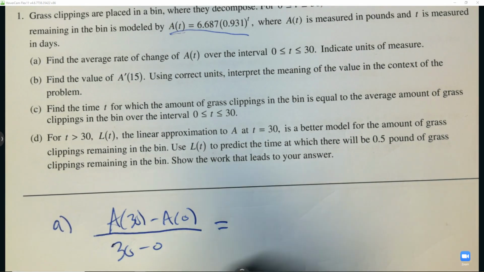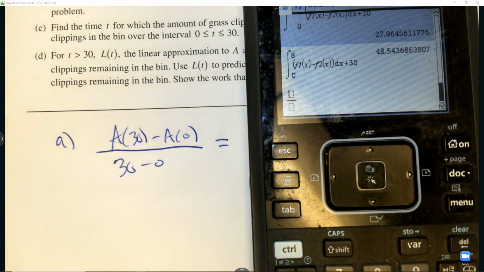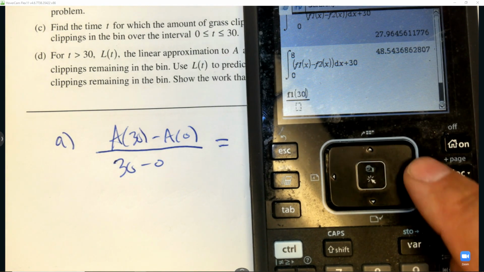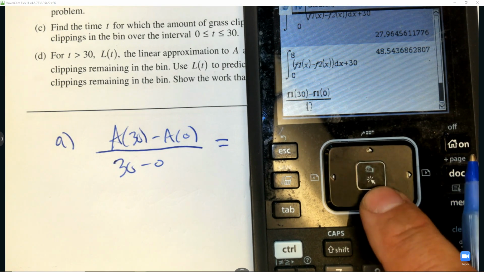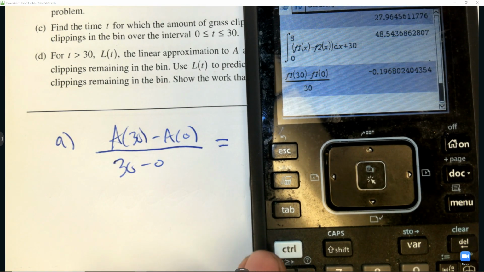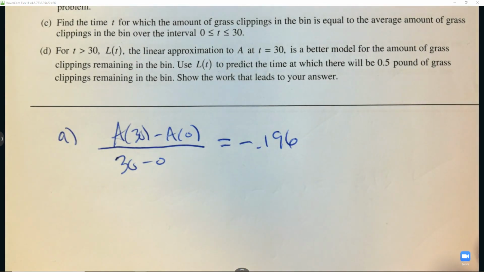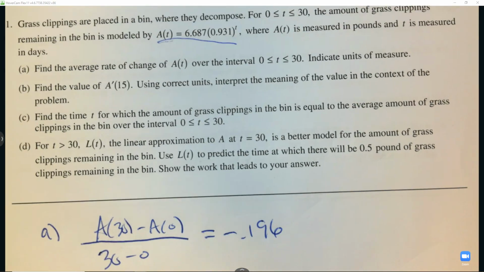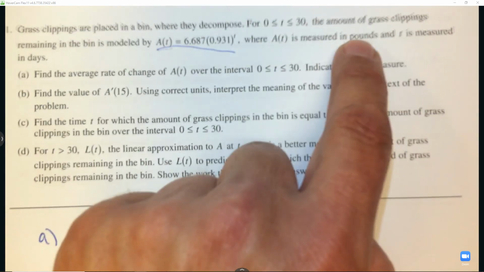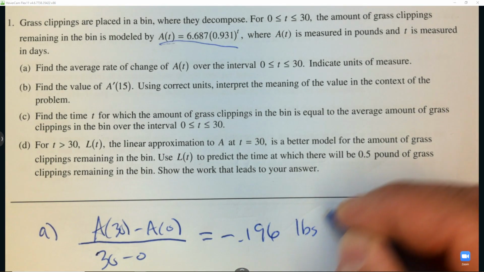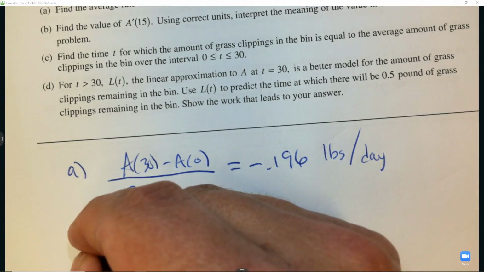And then you plug it in. So let's just do it. So we're going to go control divide, F1 of 30 subtract F1 of 0, and then 30 take away 0, or 30, and we get negative 0.196, and it says use units. So let's make sure we know our units. It's a rate, and the rate is in pounds per day. You can write down the word pounds or lbs. That's a point.